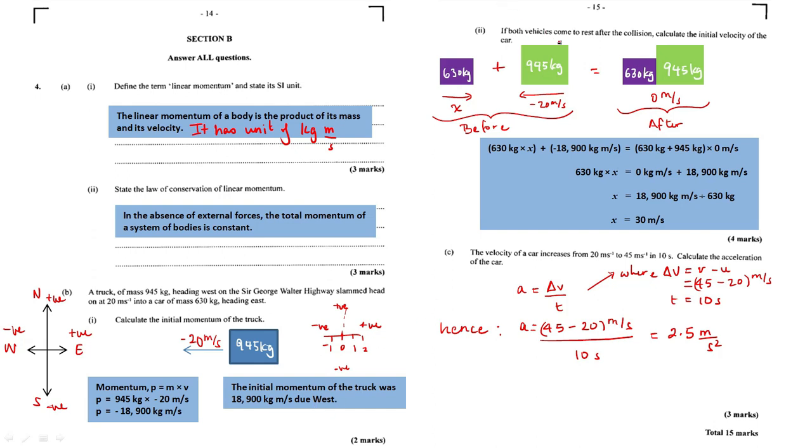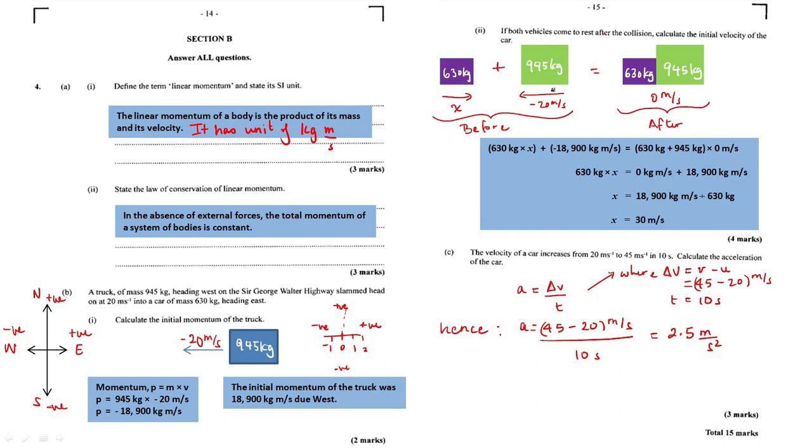Now, if both vehicles come to rest after the collision, calculate the initial velocity of the car. We need to consider that what happened before is equal to what happened after. Remember, everything is conserved. Whatever you calculate on the left must be equal to whatever is on the right. So, if both vehicles come to rest after the collision, calculate the initial velocity of the car.